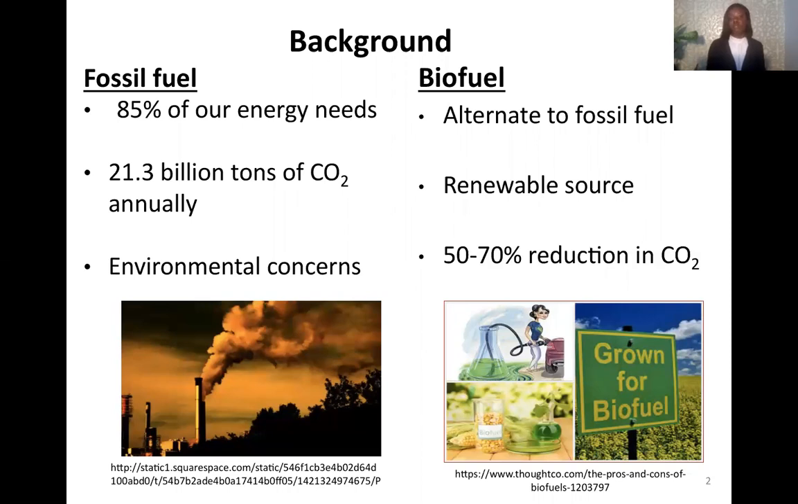The extensive use of coal and petroleum-derived fossil fuel has resulted in climate change, pollution, and other adverse environmental effects. As the need for a more cost-effective fuel increases, the demand for new sources of biofuel is amplified. The use of biofuel will reduce about 50 to 70% of carbon dioxide emissions.